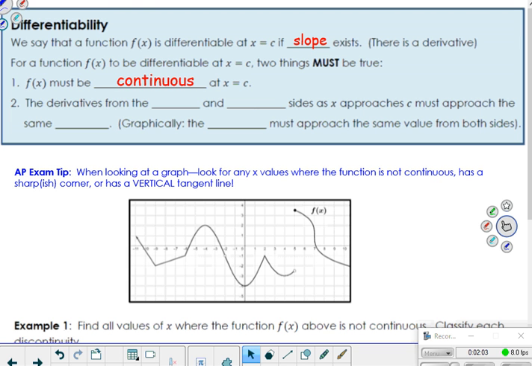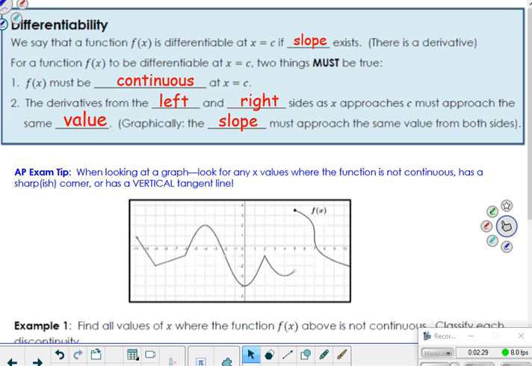And the derivatives from the left and the right sides as x approaches c must approach the same value. So here we're talking about the slopes from the left and the right side of our curve must match up in order to be differentiable. Graphically, the slope must approach the same value from both sides.